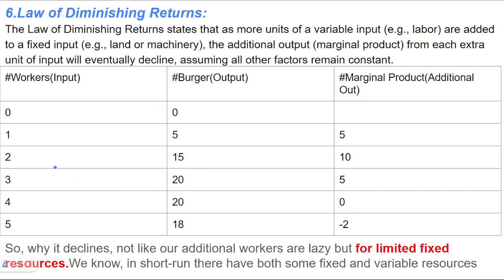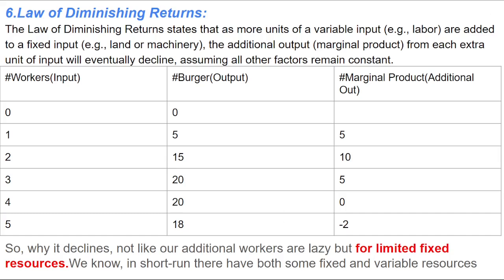Here we can see our number of workers is increasing, 2 to 3, 3 to 4, 4 to 5, but our additional output is decreasing, 10 to 5, 5 to 0, 0 to minus 2. So why does it decline even though we increase the number of workers? It's not that our last additional workers are lazy. It is because of limited fixed resources.